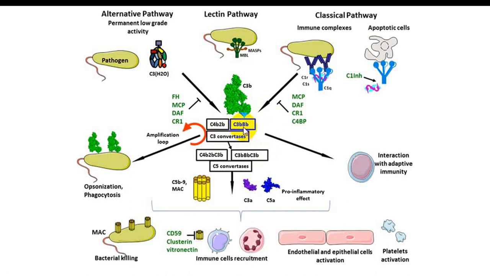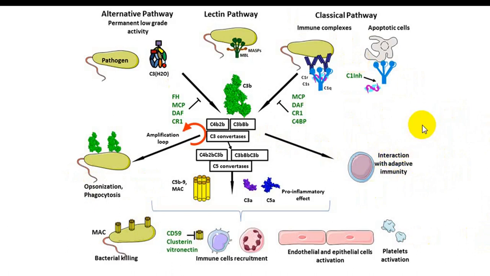An important point for students is that this C3 convertase activity acts as an amplification loop. When I say amplification loop, this loop is produced over and over again, and it will pave the way for opsonization or phagocytosis of the pathogen, or it can also pave the way to interaction with adaptive immunity. This is one of the reasons scientists often call the innate complement-mediated immunity, or complement system, a connecting link or bridge between innate immunity and adaptive immunity.